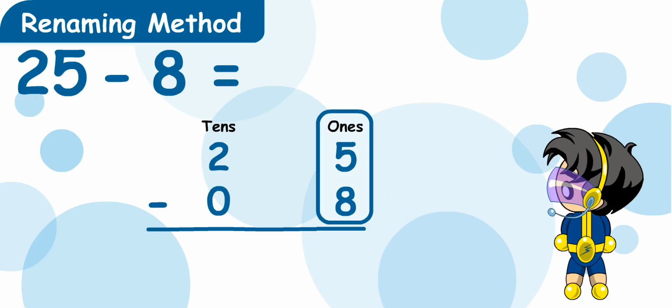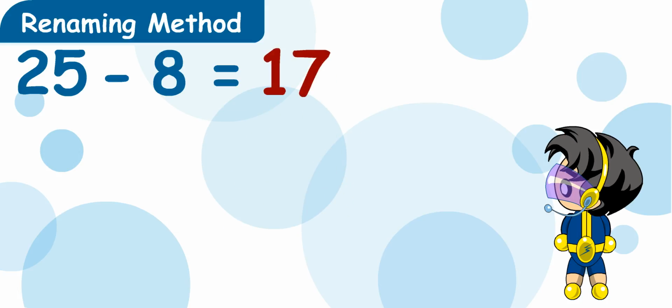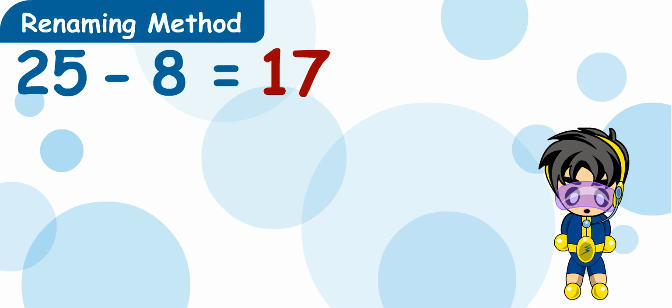So, we take 1 tens from 2 tens and change it into 10 ones. We add 10 ones to 5 ones so that we have a total of 15 ones. Now, we can minus 8 from 15 to give us 7. Since there is only 1 ten left, the answer is 1 ten 7 ones, which is 17. See if you understand this by trying this out.